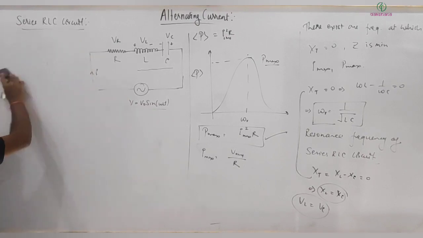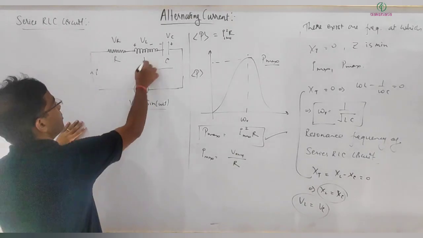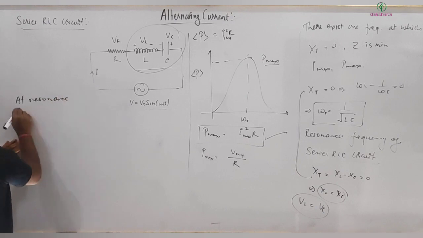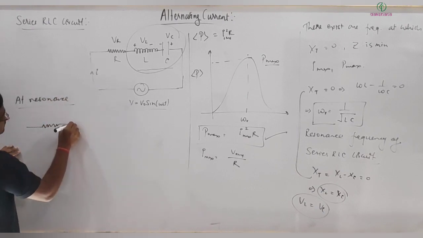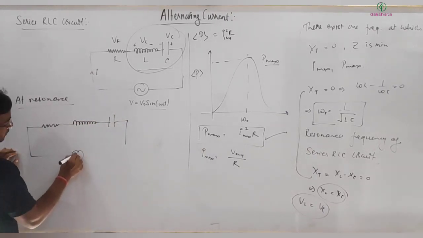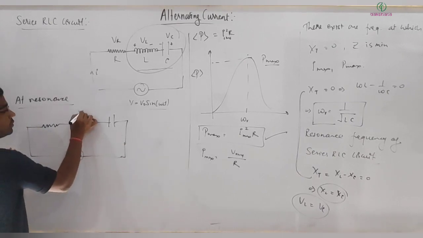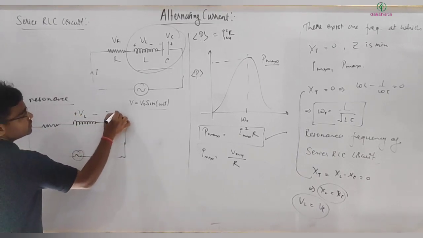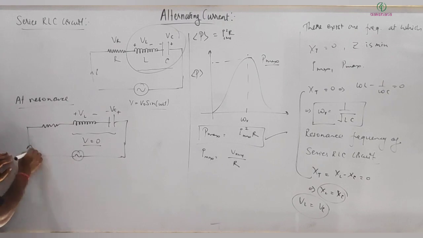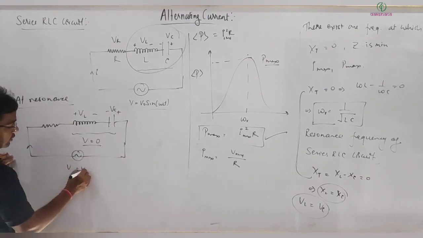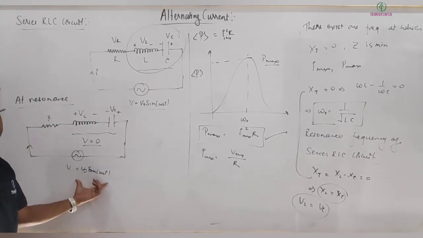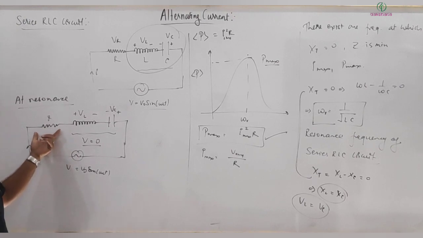Here you can just try to imagine, normally this is the circuit and there is a net potential drop across this. At resonance, you can write the circuit will be effectively this. Clear? And here it's plus minus VL, this is minus plus VC, and the net potential V across this will be 0. So whatever the supply will be, V is equal to V naught sine omega t, is across R. So the complete supplied voltage will actually be applied across the resistor.